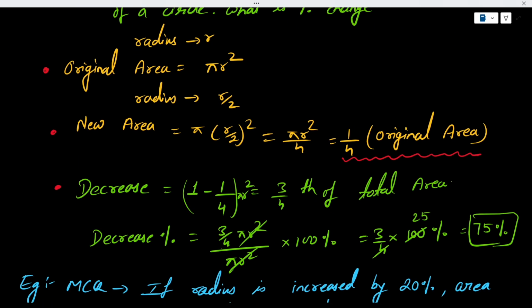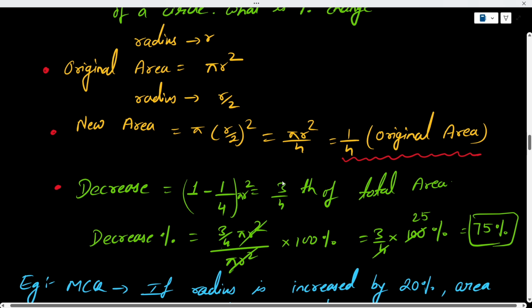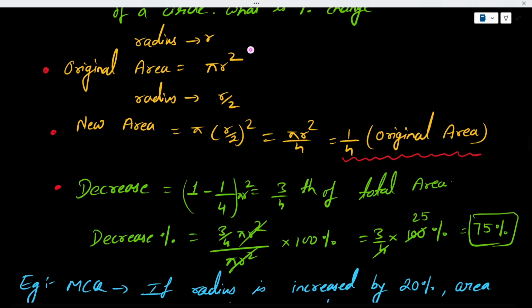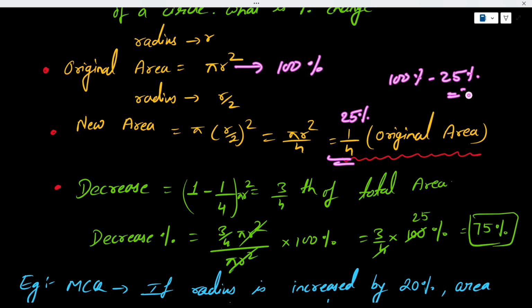Now there is definitely a decrease. How much decrease is there? You can do the subtraction: 1 minus 1/4 is 3/4. Now, how do we calculate the decrease percent? 3/4 of the area by the original area, this gets cancelled, so you are left with 3/4 of 100%, which is 75%. Or directly, the original is 100% and 1/4 is 25%, so the decrease is 100% minus 25%, which is 75%.